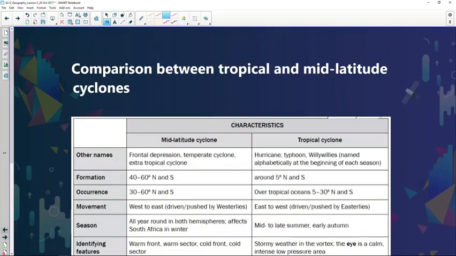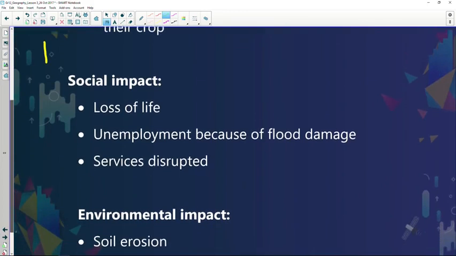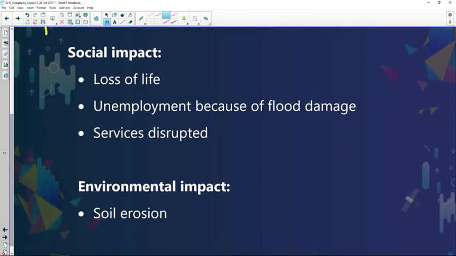Now, if we look at the social impact regarding tropical cyclones, it is loss of life. Now keep in mind, some countries unfortunately can't do the necessary evacuation and precautionary measures, and people do die because of the flooding, because of buildings, because the shelters are not safe enough, because of the strong winds, because of the conditions that have been created by this tropical cyclone.